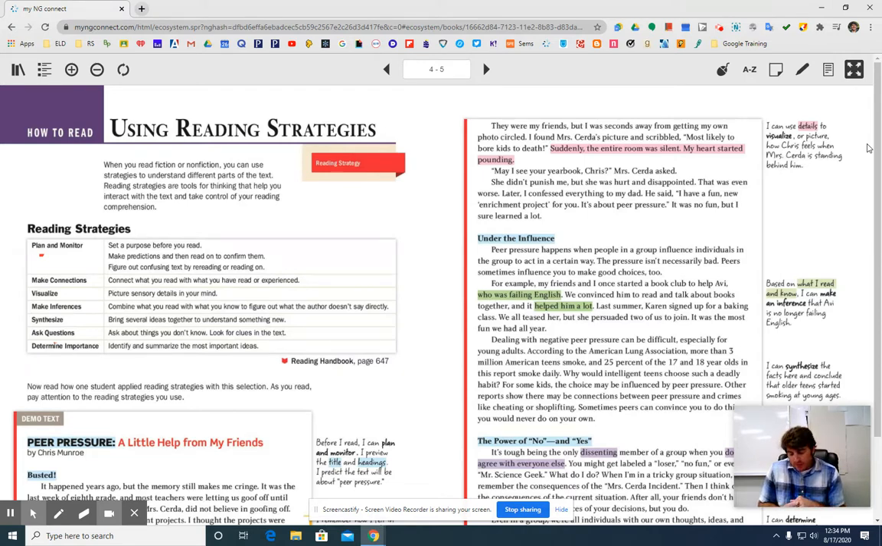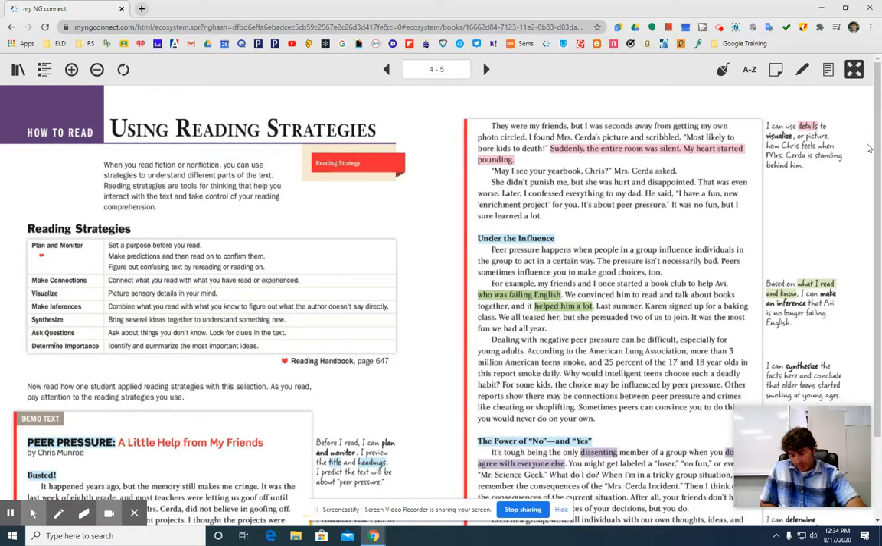Under the influence. Peer pressure happens when people in a group influence individuals in the group to act in a certain way. The pressure isn't necessarily bad. Peers sometimes influence you to make good choices too. For example, my friends and I once started a book club to help Avi, who is failing English. We convinced him to read and to talk about books together, and it helped him a lot. Last summer, Karen signed up for baking class. We all teased her, but she persuaded two of us to join. It was the most fun we had all year.